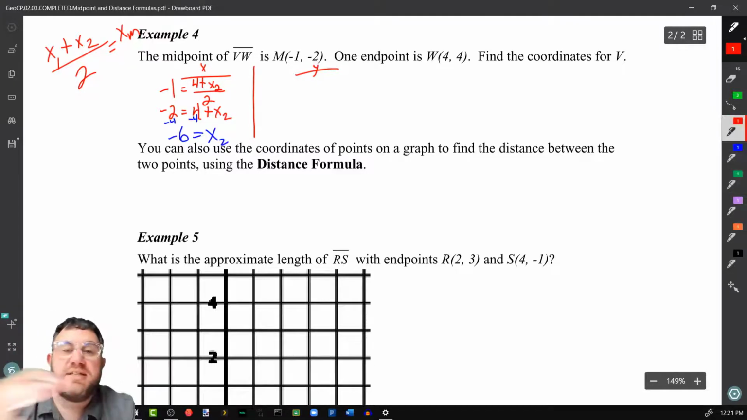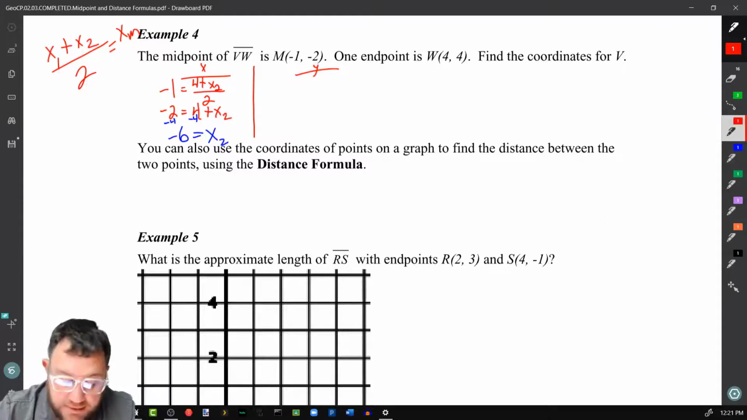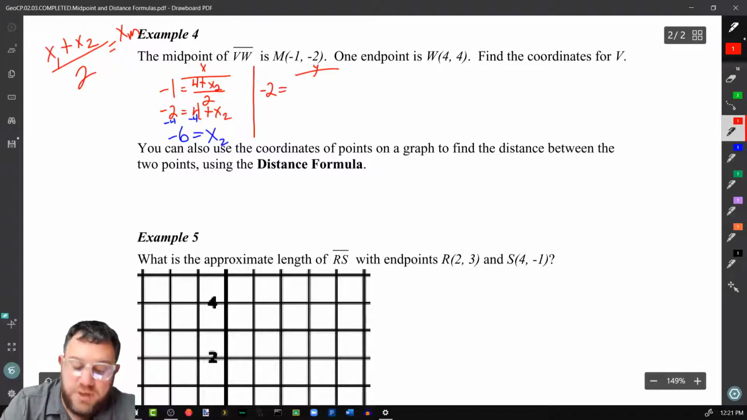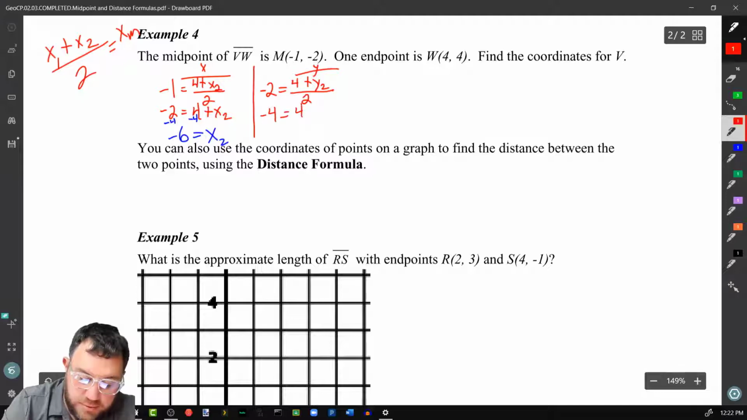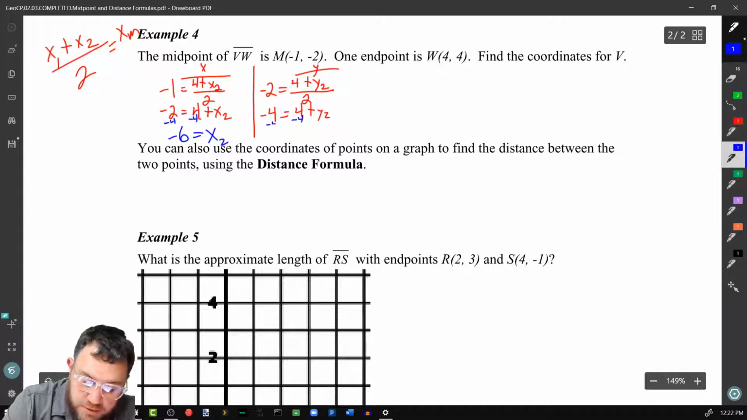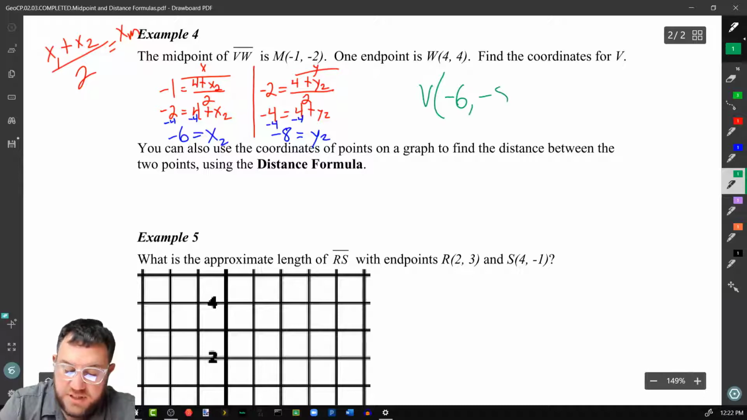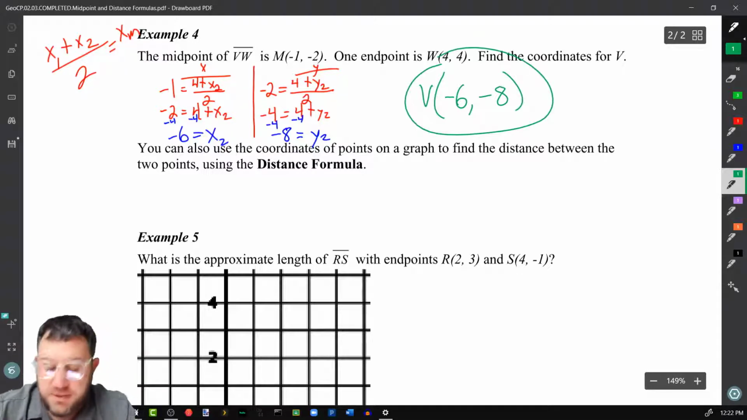We will repeat the exact same process for our Y. We know the Y of the midpoint is -2. We know the Y for W is 4. And we're trying to find Y sub 2. We'll multiply by 2 to get -4 equals 4 plus Y2. Then we'll subtract 4. So we'll get -8 equals Y sub 2. So we put those two together as an ordered pair. So V is found at (-6, -8).